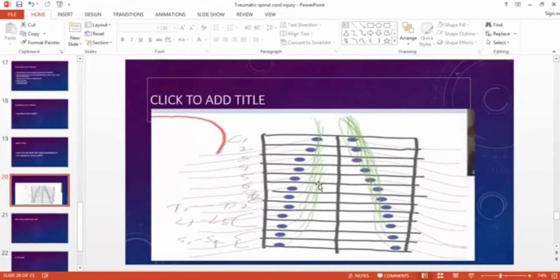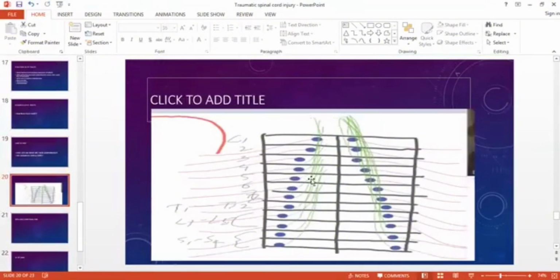Exactly. Why lower motor neuron disorder? Because it is causing damage to the anterior horn cell, and the structures below it will automatically be damaged. So what will happen to all the segments of the spinal cord lying below C5, like C6 to S4? What will happen to them? Will they be upper motor neuron or lower motor neuron, or will they be normal? Any idea?